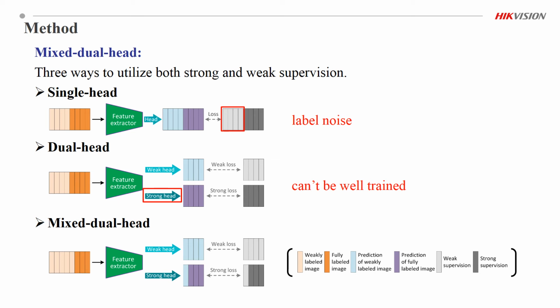Dual head uses two prediction heads, which are supervised by fully labeled and weakly labeled images separately. This design can reduce the factor of label noise, but the strong head cannot be well trained when there are few fully labeled images. The proposed mixed dual head supervises the strong head with a mixture of strong and weak supervision, which can improve the training robustness while reducing the interference of label noise.